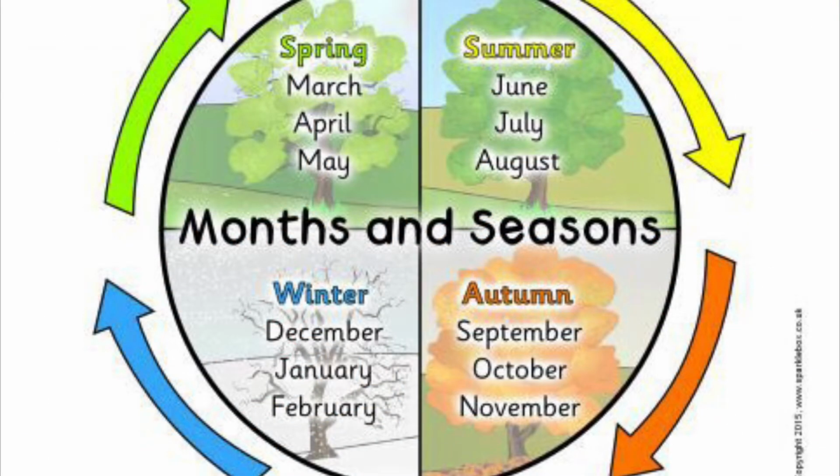So here you can see on our months and seasons wheel, in spring we have March, April and May. In summer we have June, July and August. In the autumn, September, October, November, and lastly December, January and February are in the season of winter.